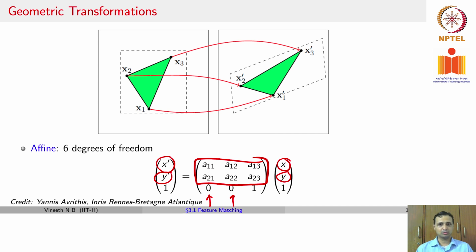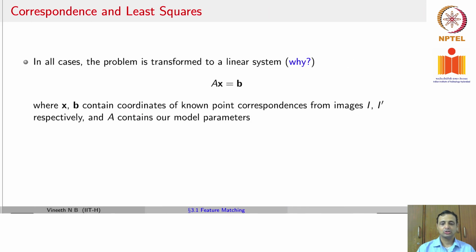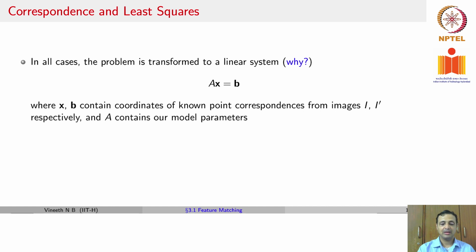So we already have a list of correspondences based on those matching of descriptors. Our job is to find out what are the parameters of this transformation T. That's what we want to look for. Clearly, this is about solving a linear system of equations. So we want to solve a linear system Ax = b, where x and b are the coordinates of the known point correspondences from images I and I prime, and A contains our model parameters that we want to learn.